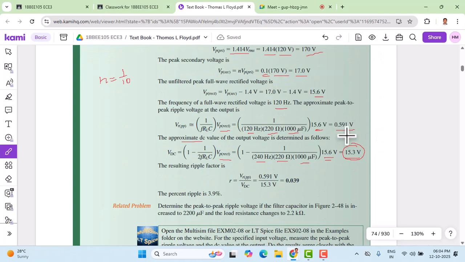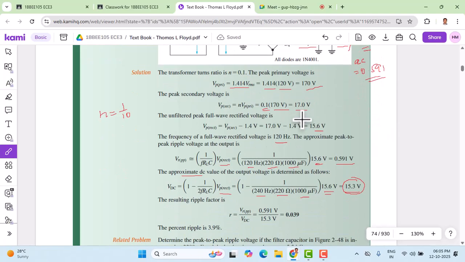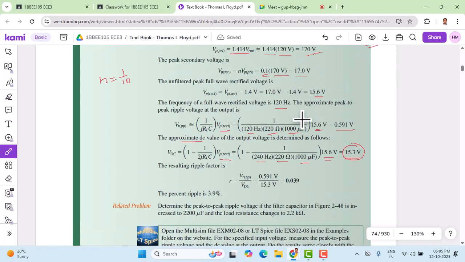But what is the amount of AC present here? It is 0.591 volt. So the DC value is 15.3, and the AC value is 0.591. That's very little, because the capacitor used is a very high value, 1000 microfarad. So now you can calculate the ripple factor. The ripple factor formula is VR peak to peak by VDC. So 0.591 by 15.3 gives me 0.039, roughly 3.9%, that is the amount of ripple.